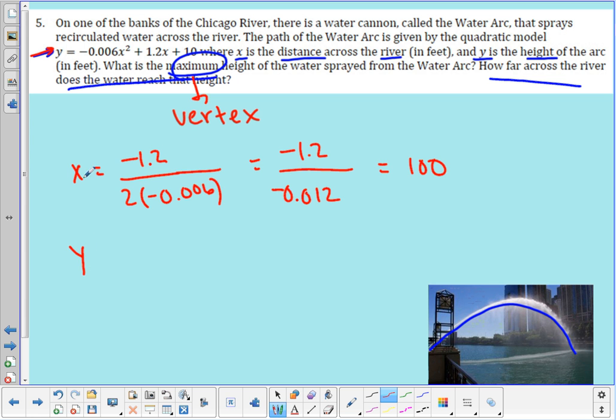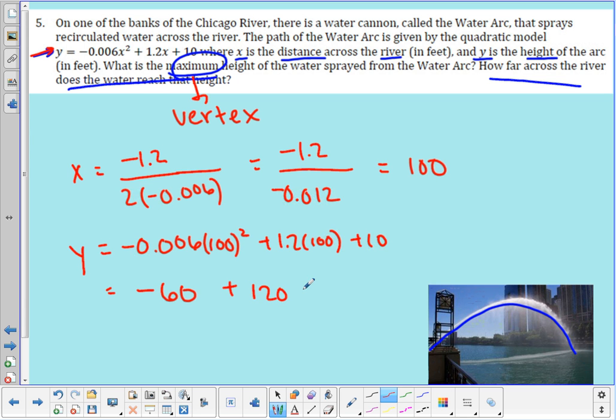Then I need to find, so that's my x value, then I need to find the y value. So negative 0.006 times 100 squared plus 1.2 times 100 plus 10. 100 squared is 10,000, and 10,000 times negative 0.006 is negative 60. Plus 1.2 times 100, which is 120, plus 10, which when I put all those together gives me 70. So my x value is 100. My vertex looks like this. Your vertex is 100 comma 70.